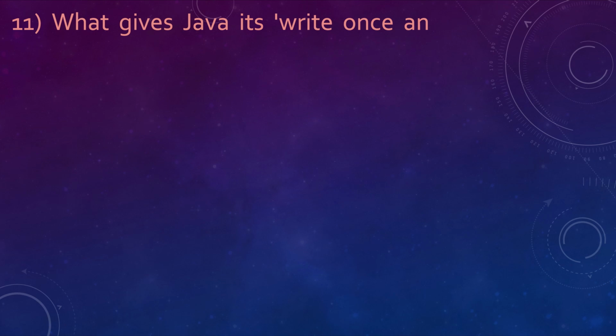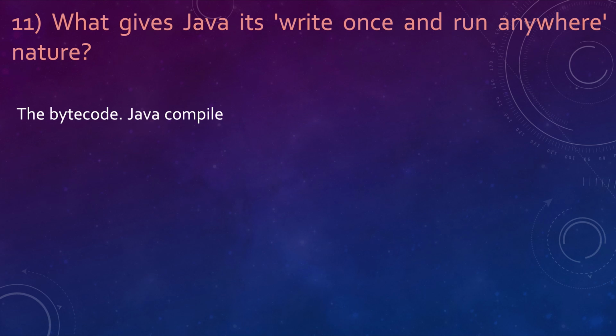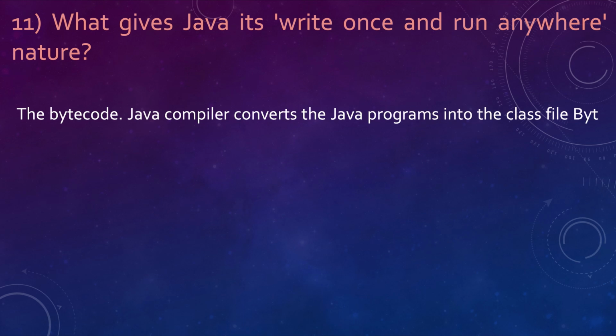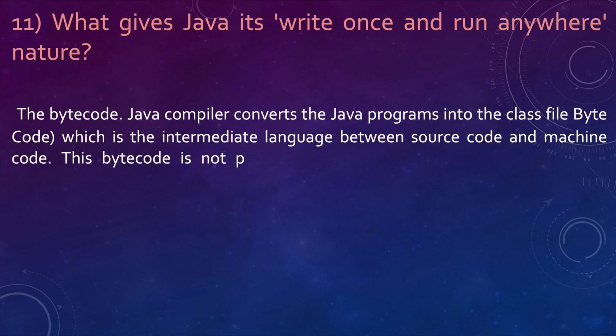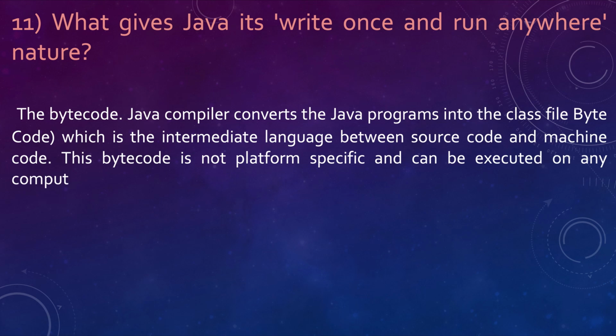What gives Java its write once and run anywhere nature? The bytecode. Java compiler converts the Java programs into the class file by bytecode, which is the intermediate language between source code and machine code. This bytecode is not platform specific and can be executed on any computer.